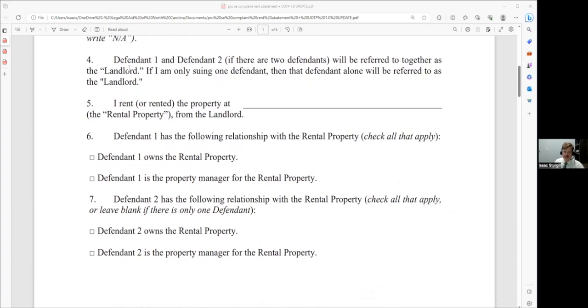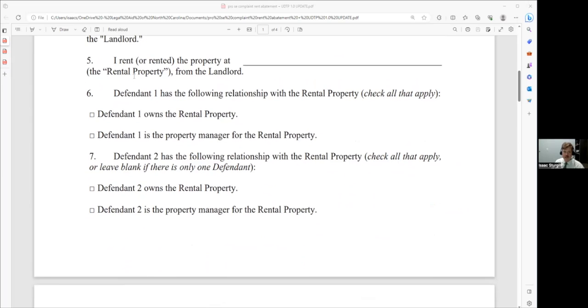And then here, this is just saying that from now on, throughout the rest of this form, we're going to call both the landlord and the property manager, if you have 2 defendants, just landlords. That just makes it easier to read moving forward. Here's a space on paragraph 5 for the tenant to put the address of the property that's at issue. That's where you put the address of the home that you were renting.